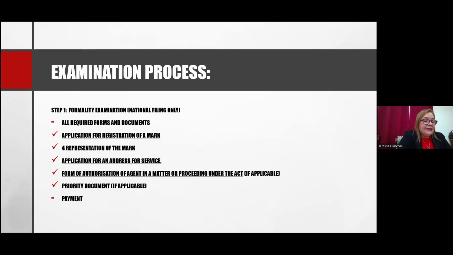Finally, the examiner will verify that the prescribed fee is also paid in full. Any formality irregularities, such as missing documents, incorrect forms, or non-payment, are communicated to the applicant or agent, and the application is placed on hold until the irregularities are remedied. Only once the application is formally in order will it move on to the substantive examination stage.